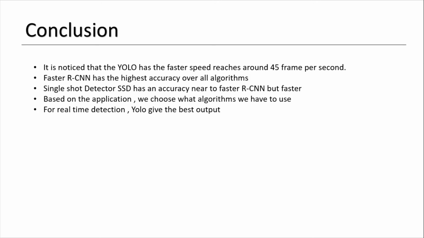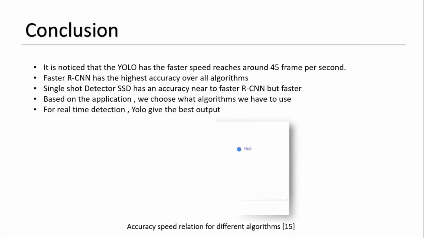Based on the application, we choose our algorithm. If you have an application that needs high accuracy, you go for Faster RCNN. But if you have an application that needs real-time detection, then the best choice is YOLO. Based also on how many frames per second, the camera, and so on, you choose your algorithm.